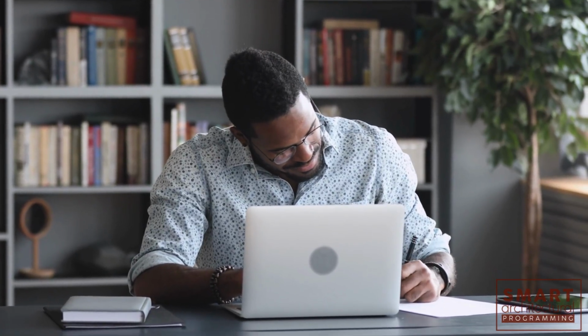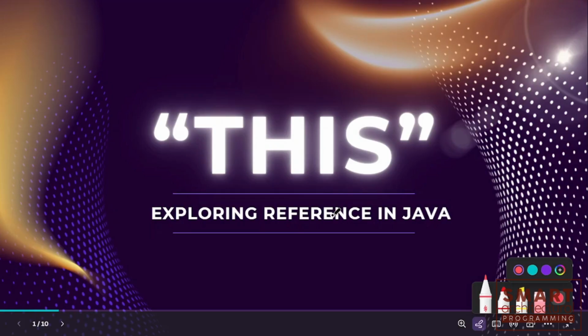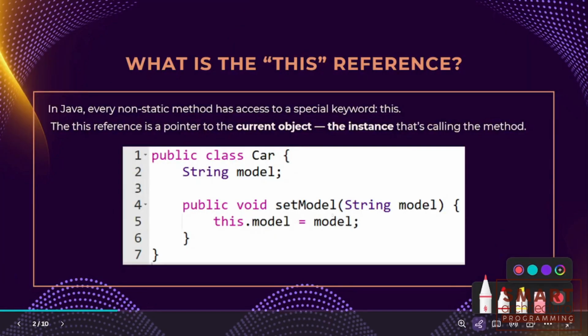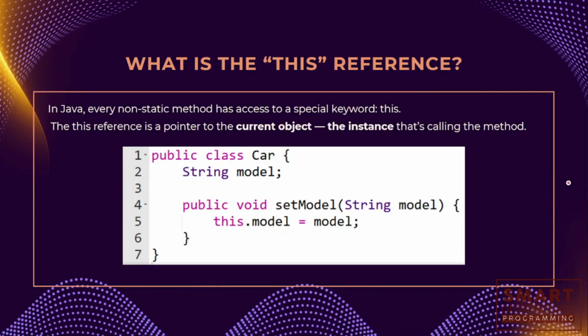So grab your IDE, let's dive deep into how Java uses this to manage object instances, eliminate ambiguity, and write clearer, more maintainable code. The first thing you need to understand is what the this reference is. That is the most important aspect you need to understand first. In Java, every non-static method has access to a specific keyword, this. The this reference is a pointer to the current object, the instance that's calling the method.